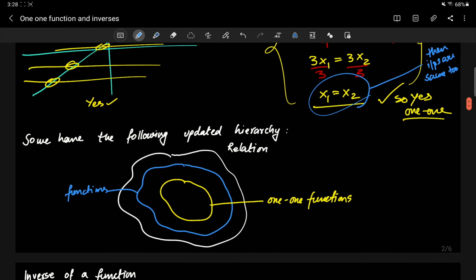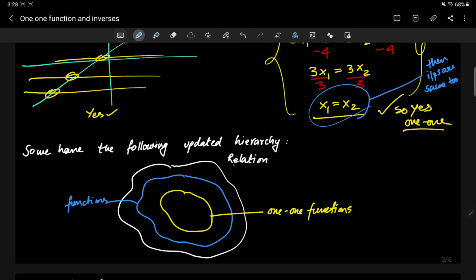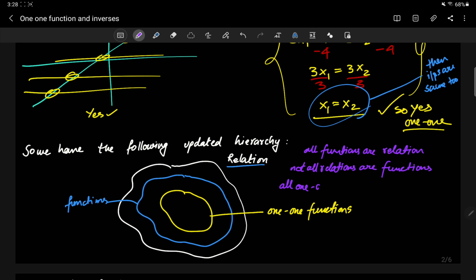So in our hierarchy of the things we have studied, we update: we have relations, then we have functions, and now we have 1, 1 functions. Okay, remember how all functions are relations, but not all relations are functions. Similarly, all 1, 1 functions are functions, but not all functions are 1, 1.